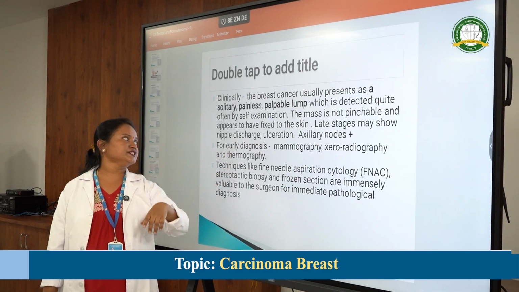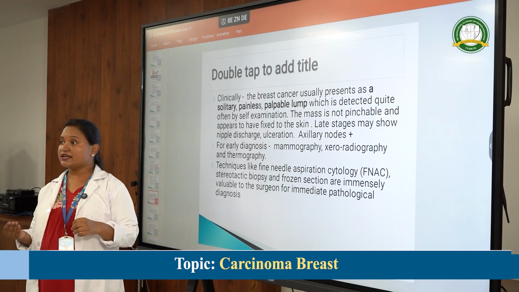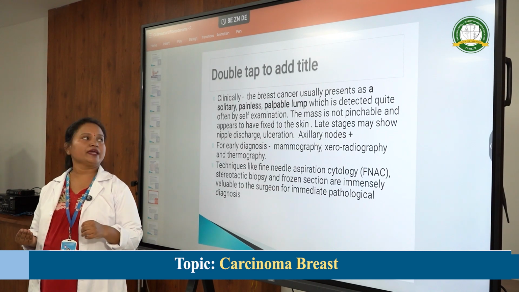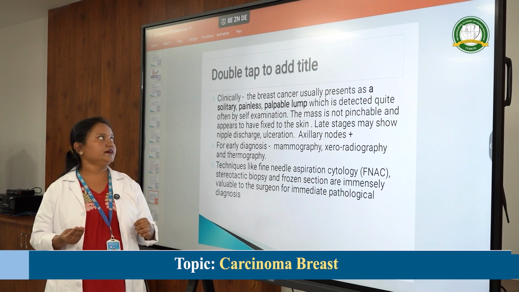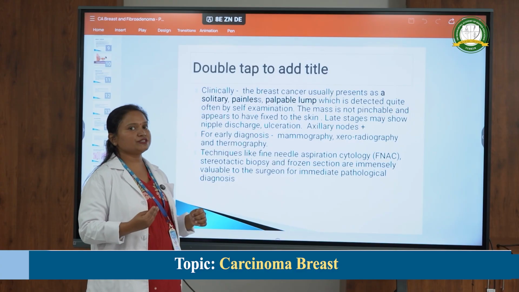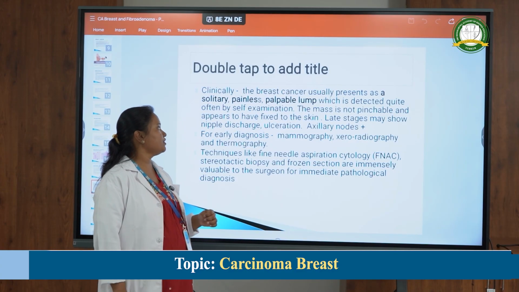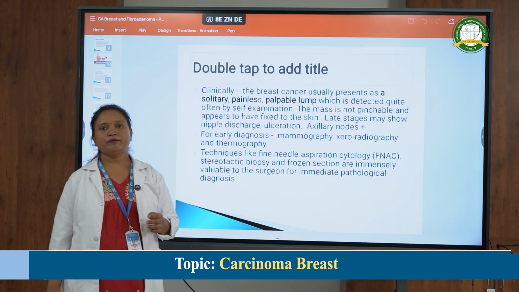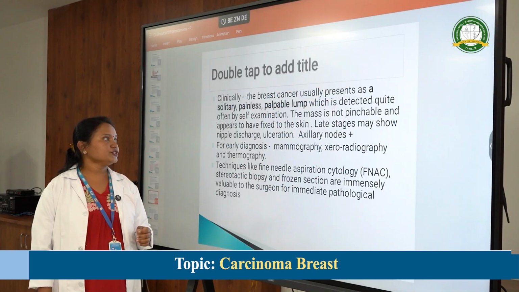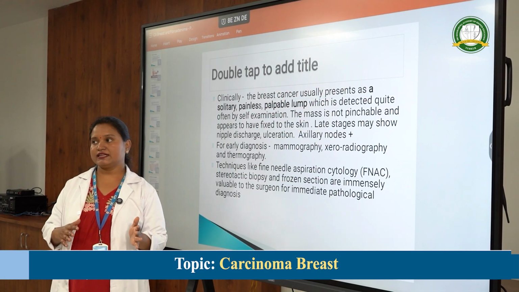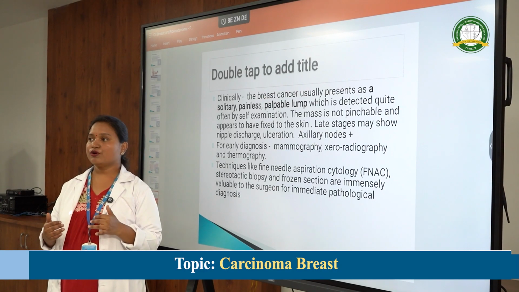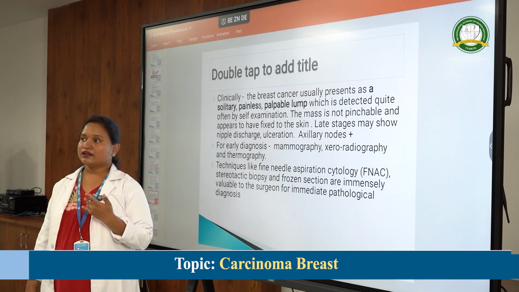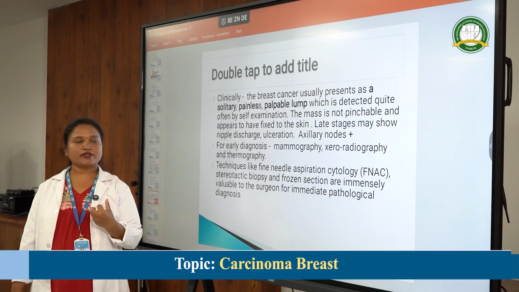The late stages may show nipple discharge or ulceration, or you can call it a peau d'orange appearance. You can also see this if it is not treated early. In the later stages you can see all these changes, and also axillary lymph nodes will be palpable for these patients. Not all patients will have palpable axillary lymph nodes, but in the later stages axillary lymph nodes can also be observed.